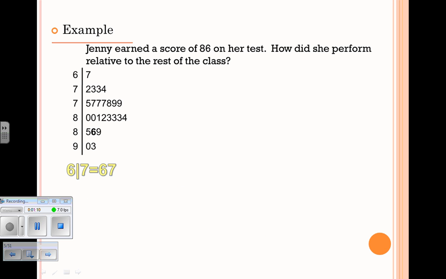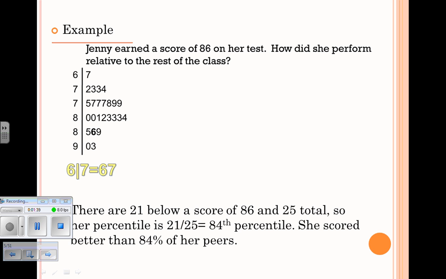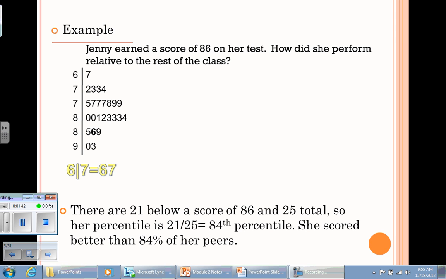So here, Jenny earned a score of an 86 on her test. How did she perform relative to the rest of the class? So Jenny's score here was an 86. How many scored below Jenny? So 21 scored below her. How many are there total? 25. So to find her percentile, you would take 21 divided by 25, and that shows that Jenny is in the 84th percentile. The interpretation of that means she scored better than 84% of her peers.